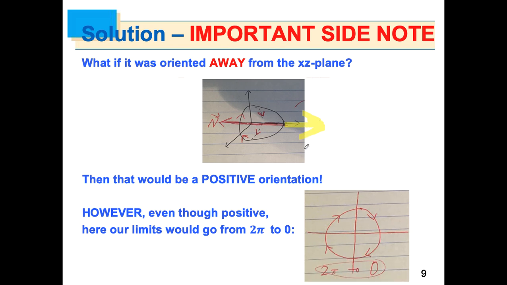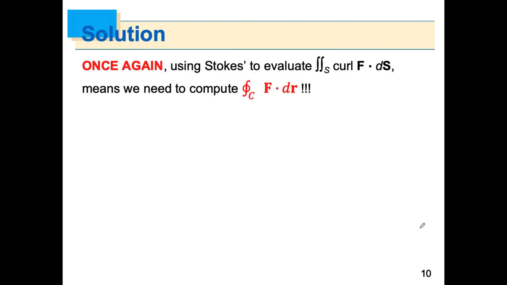So if we were oriented away from the xz plane, in this particular case, we would go from 2 pi to 0. Now, every situation presents its own differences, but the point is, please be careful. Whether it's oriented away or toward, it doesn't matter. Make sure you know ultimately what your limits are going to be for your integration. Now, let's go ahead and go back to the original problem here.